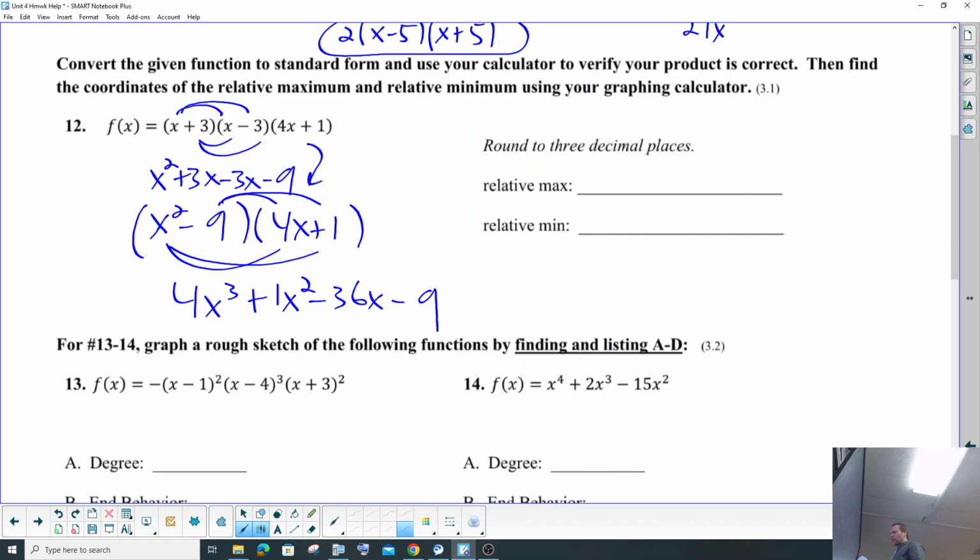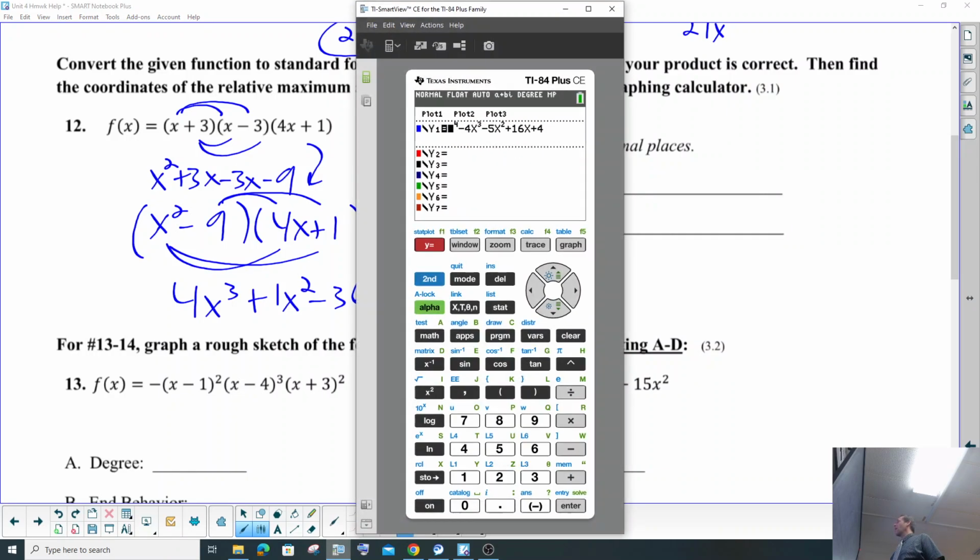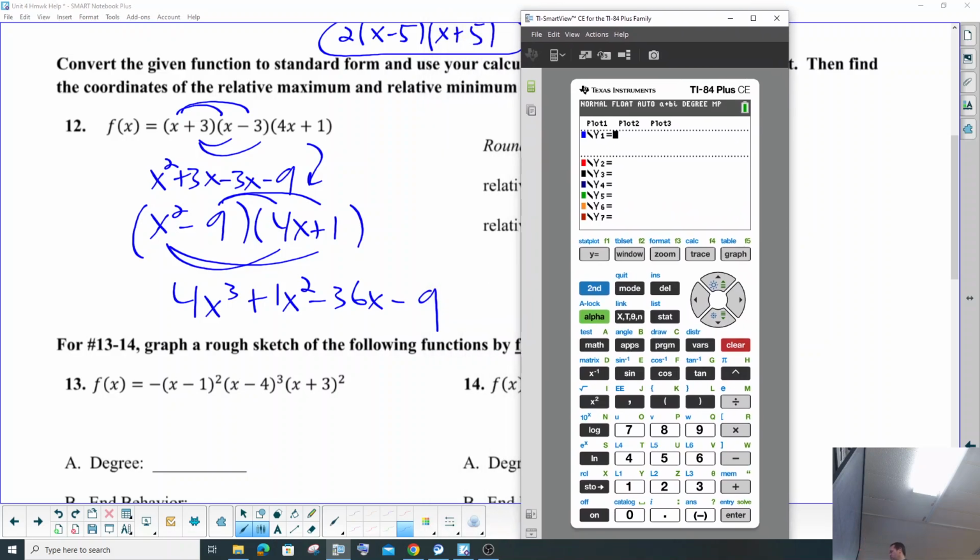So then you have to plug it into your calculator. When you plug that into your calculator, you get 4x to the third power plus x squared minus 36x minus 9. We're going to have to really mess with the window there. That's really out of our scope. So I'm thinking maybe negative 20 and positive 20? That's way up there. Wow, that's super high. Who chose this problem? This is crazy. So maybe 40. This is ridiculous.